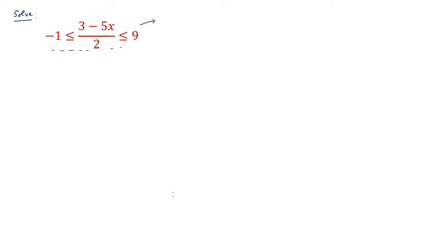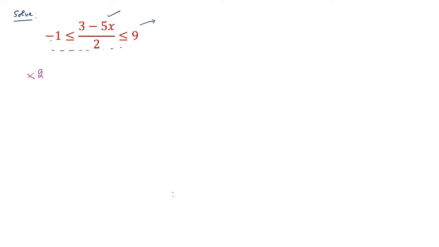Now, this is the central part, and the whole thing is a combined inequality. So try to make x at the center. As a first step, we can multiply each part by 2.